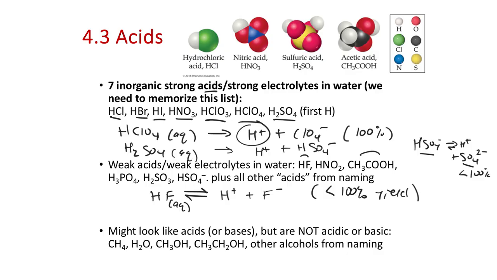But if you notice, there's no -OUS acids. There's no -US acids that are strong. So sulfurous acid and nitrous acid are all on that weak acid side. We even include HSO4 minus here as one of those weak acids. And then all the other acids we learned how to name, which weren't that many. But if you know how to name something as an acid and it's not one of the 7 strong, the implication is that it's a weak acid.